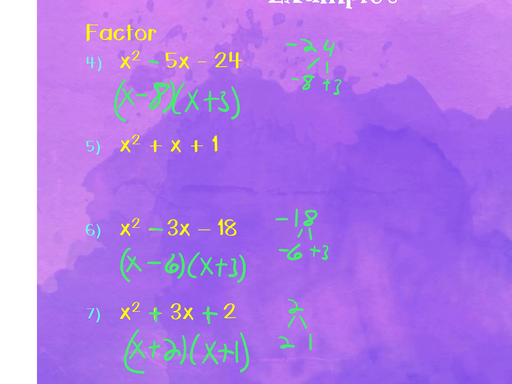Number 5, you guys are looking at this one, and you're thinking factors of 1 that add to 1. Well, 1 you can only do 1 times 1. What does that get you when you add them? 2. You can't factor this one. Not factorable. Not every trinomial is factorable. That's fine. Doesn't mean something's wrong. Just means it's not factorable.